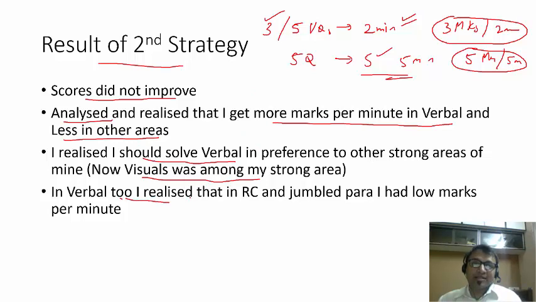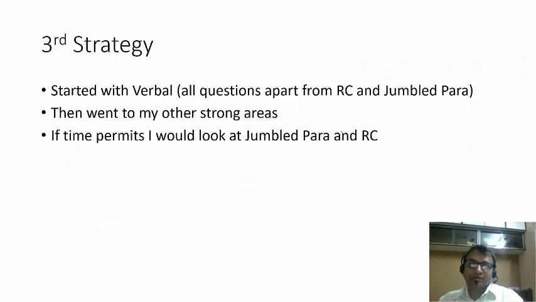In verbal too, I realized that RC and jumbled paragraphs had low marks per minute. Therefore RC and jumbled paragraphs were not a focus, because they took more time, and therefore accuracy was low and therefore marks were low.